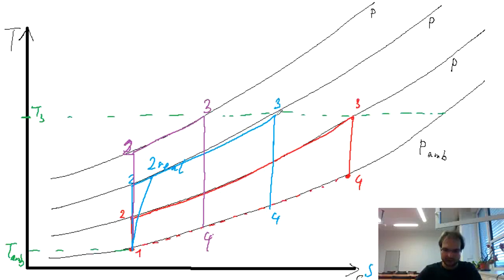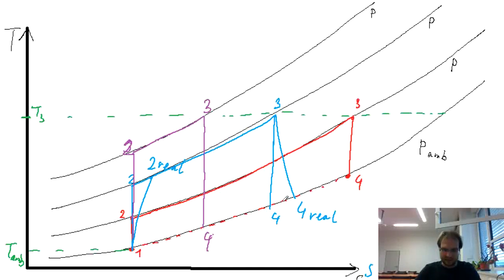Now the expansion from the point 3 to the ambient pressure again will go into higher entropies. So point 4 real would be over here. So what we can see, the point 2 real is at higher temperatures because it is at higher entropy, and also point 4 is at higher temperatures because it's at the points of higher entropy.